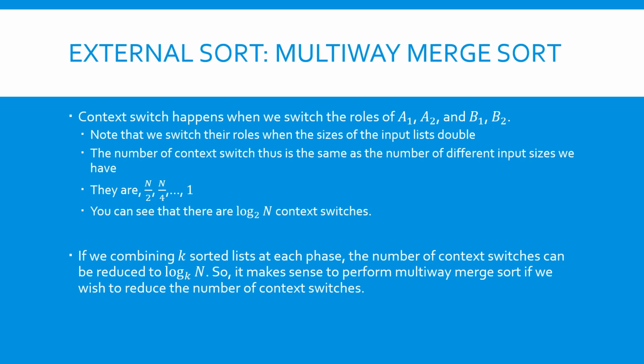Now, if we were able to merge more than 2 data blocks at a time, say k data blocks, we can reduce the number of context switches to log base k n, which is smaller than the original log base 2 n context switches. Therefore, it makes sense to consider a multi-way merge strategy in the external sorting algorithm.